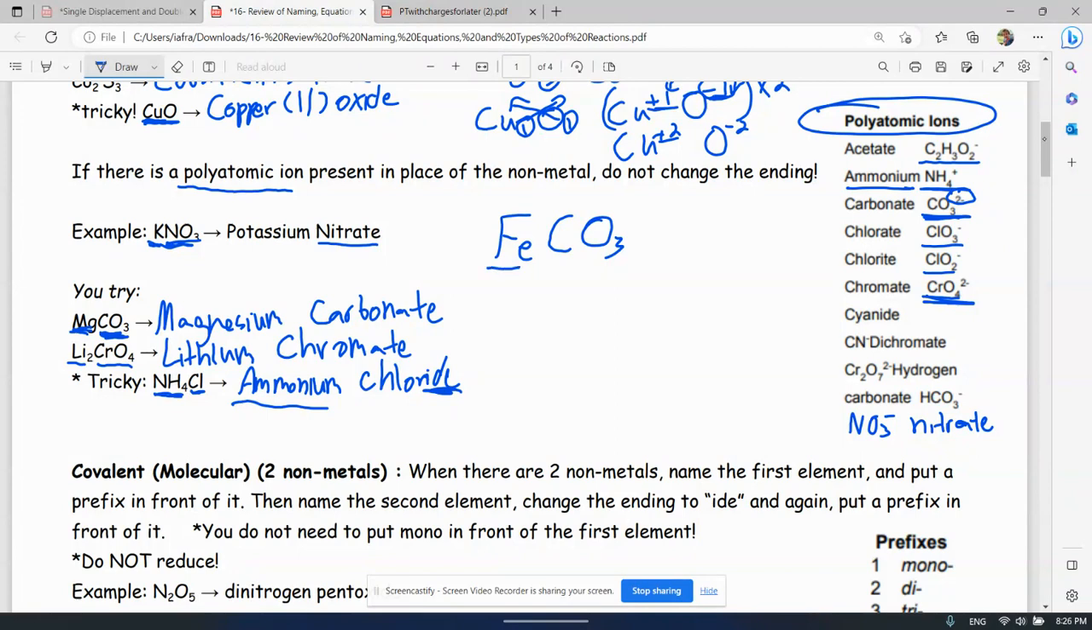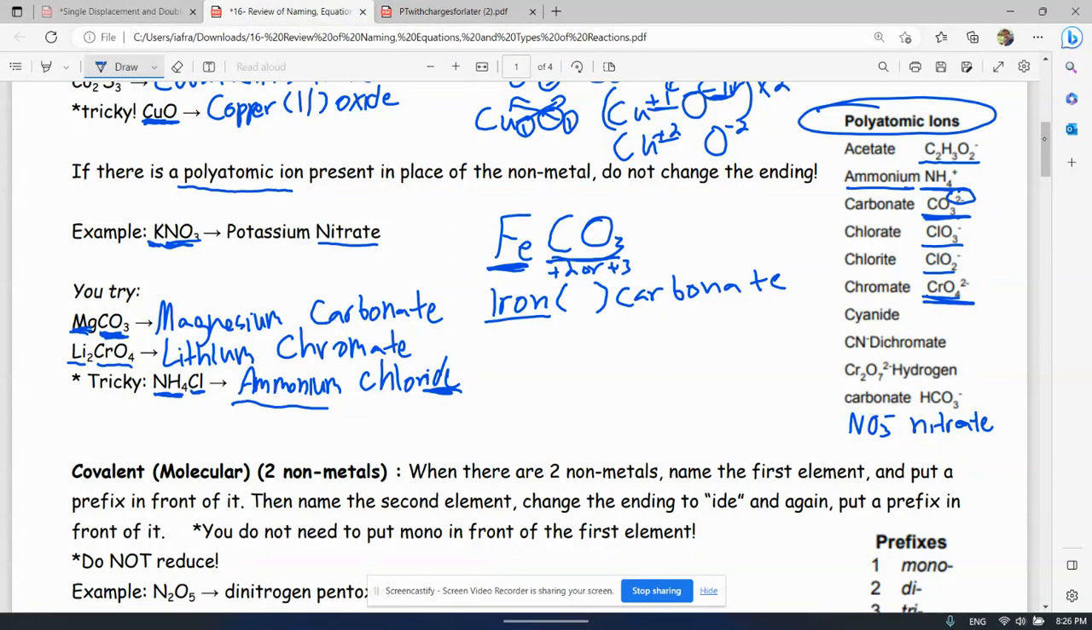So here we have a metal and a polyatomic ion. What's interesting is you know that this metal is a multivalent one, meaning it can have more than one charge. And then we have carbonate here. You don't have to change that ending. So the tricky part is trying to figure out what iron you're dealing with. Is it 2+ or is it 3+? So you have to do your reverse crisscross.